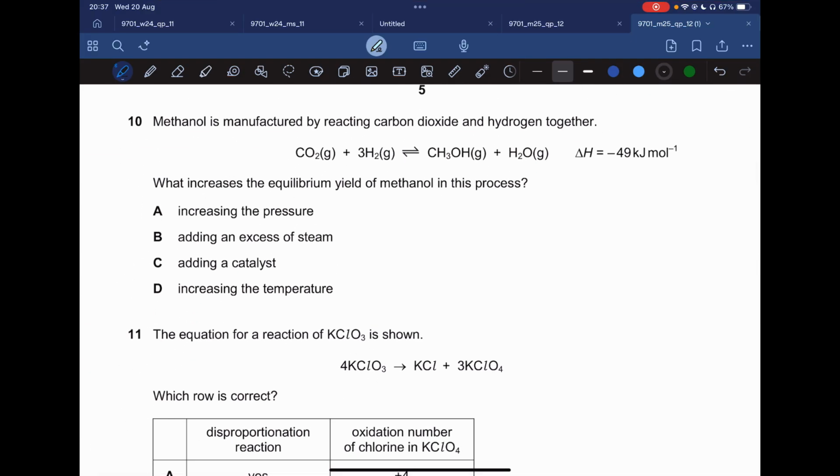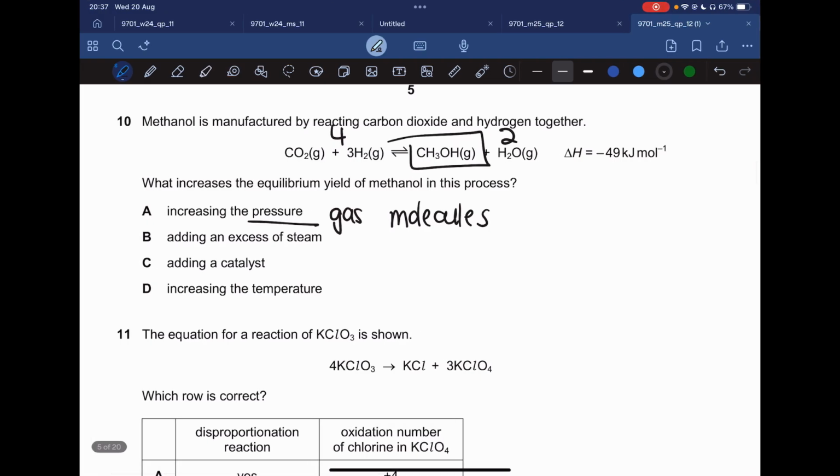Methanol is manufactured by reacting carbon dioxide and hydrogen together. What increases the equilibrium yield of methanol? So we're trying to increase the amount of products, and we're trying to say what will force it to go in the forward direction. So with pressure, we're always looking at the number of gas molecules, the stoichiometric number. So this is 4 gas molecules on this side, and 1 and 1, so 2 gas molecules.